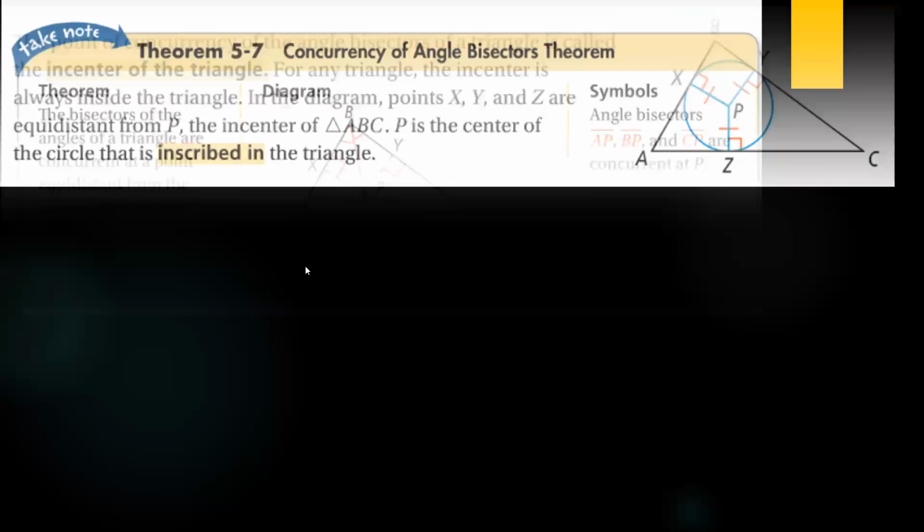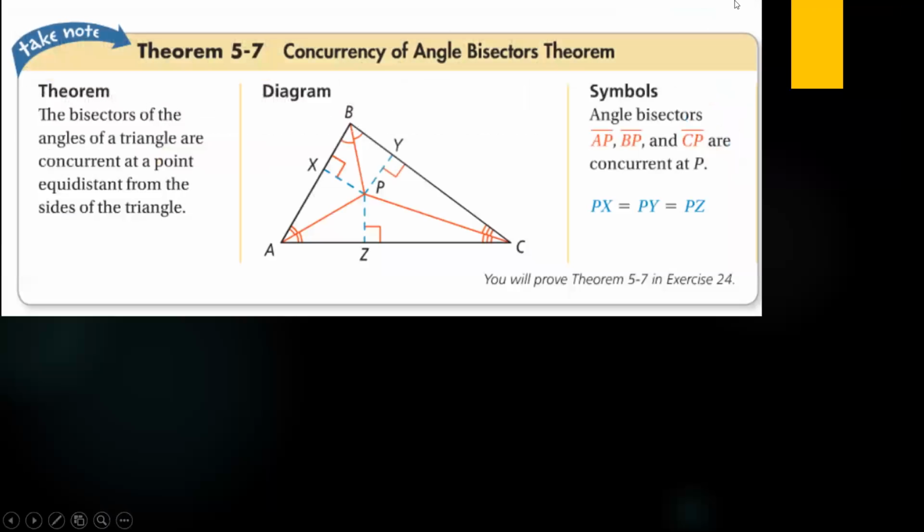Now let's go to our theorem here. Our theorem 5.7 says the bisectors of the angles of a triangle. Here, if you draw now this triangle, let's draw it here.